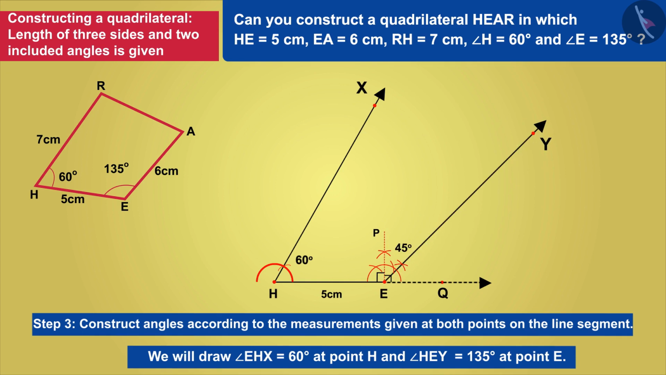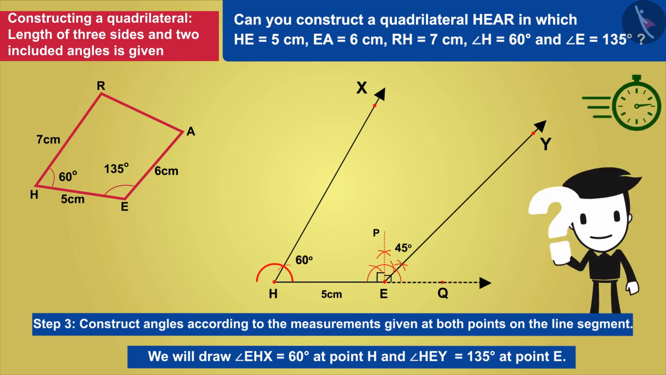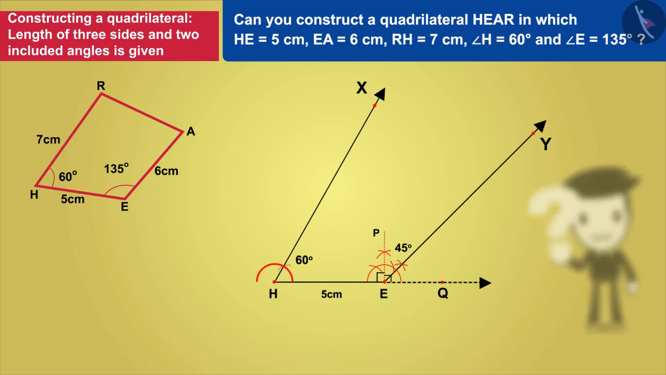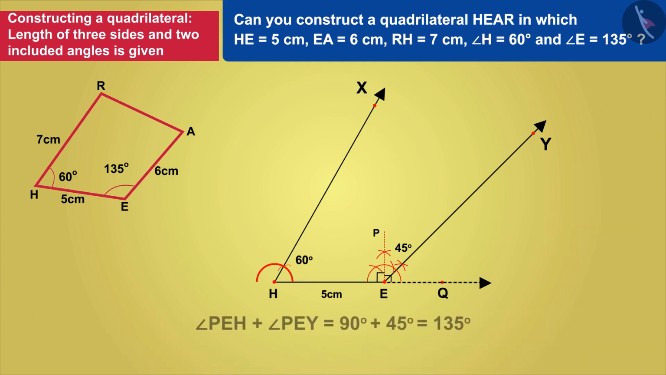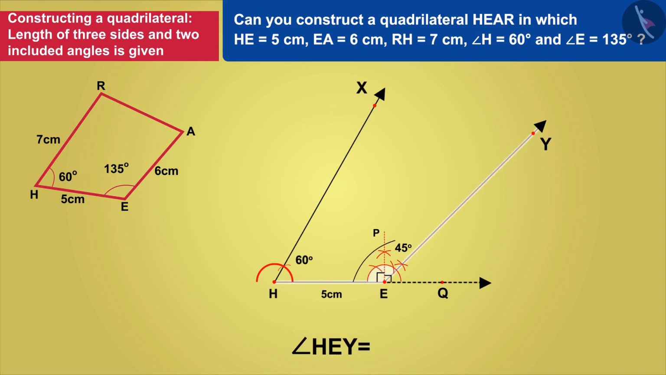Can you tell us how we will get an angle of 135 degrees? Alright, angle PEH plus angle PEY equals 135 degrees, which gives us 135 degrees of angle HEY.